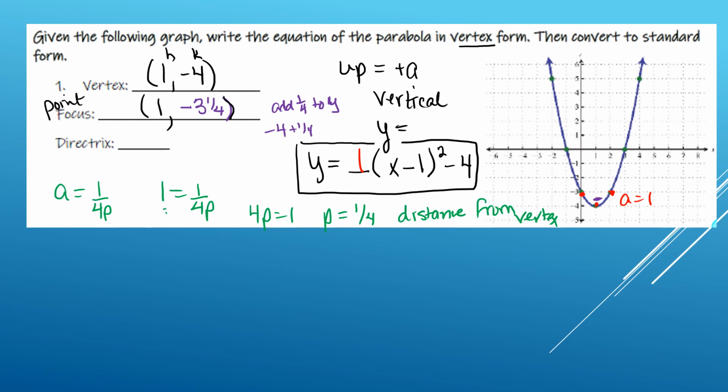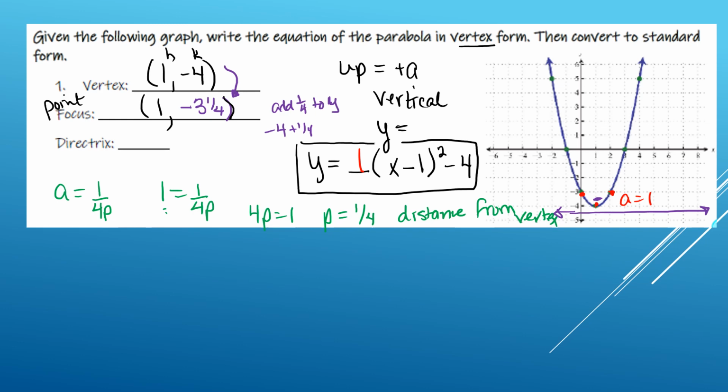Sometimes you'll move up, sometimes down, sometimes left, sometimes right. But you'll notice what's changing because it's vertical. My focus point, only the y part changes. Okay, and then when we graph our directrix, that moves 1/4 of a distance, but in this case below. Make sure you draw that horizontal line below your parabola.